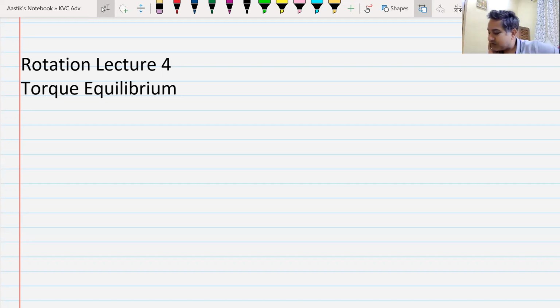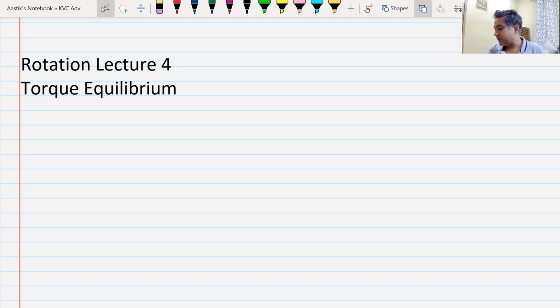We are into the fourth lecture on rotation, and we were dealing with torque. And in this class, we would be dealing with equilibrium. We have dealt with torque. We have seen what is the torque. We have seen what is the torque of a force about a point.